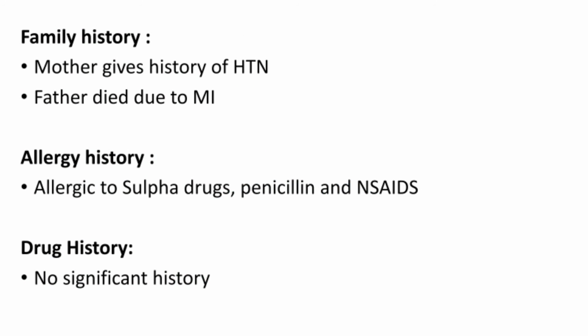Family history indicates that his mother had systemic hypertension and his father died due to a myocardial infarction. He has an allergic history to NSAIDs, sulfur drugs as well as penicillin. There is no significant drug history. Now let us start off with the examination.